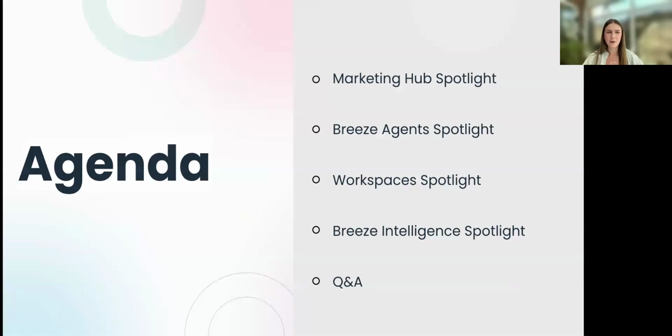So just to quickly go over today's agenda, we're going to be running through the Marketing Hub Spotlight first of all. So Clorinda's going to be taking us through some of the updates there. We're then going to go into some of the Breeze agents and a couple of the biggest updates from that. Clorinda's going to talk us through the Workspaces Spotlight and what has happened there. And then we're also going to just talk through a couple of the updates to Breeze Intelligence, which you may already have been using, but there's just been a couple of changes there to make things more efficient for you. And then we will also have chance to ask questions and go through anything at the end as well.